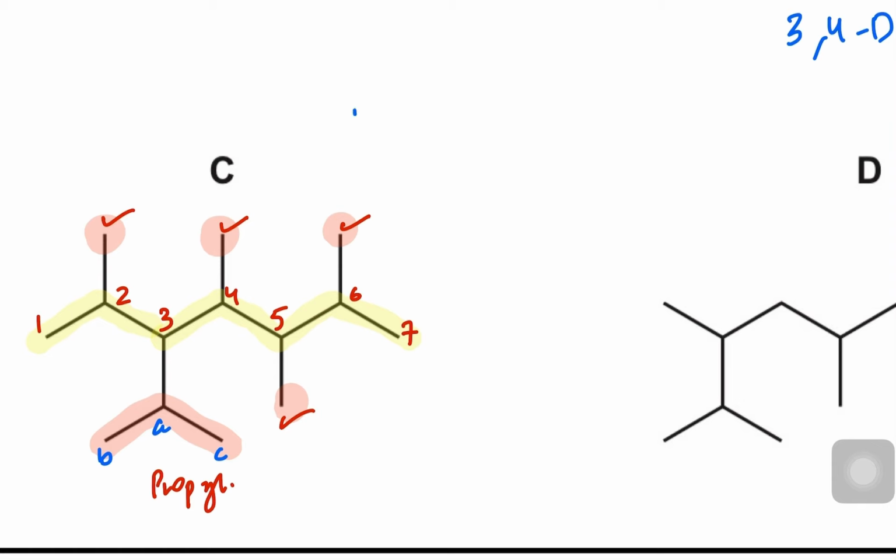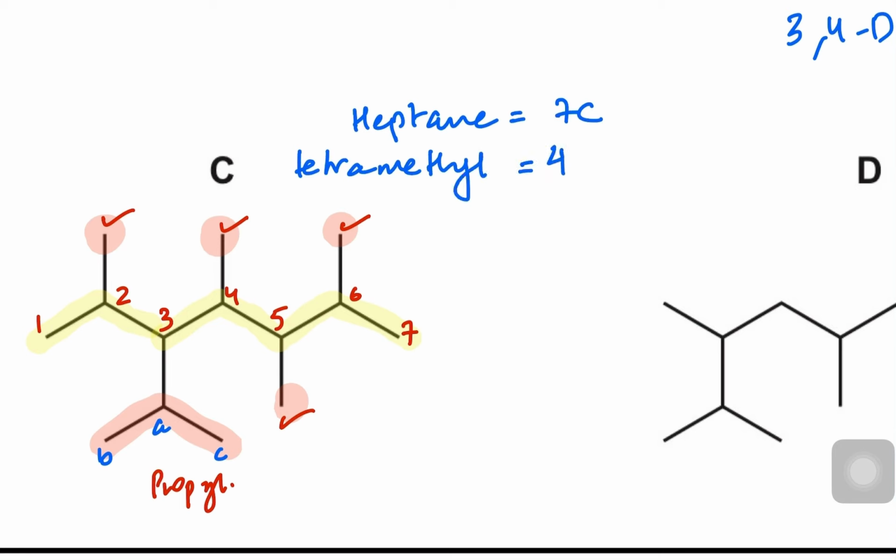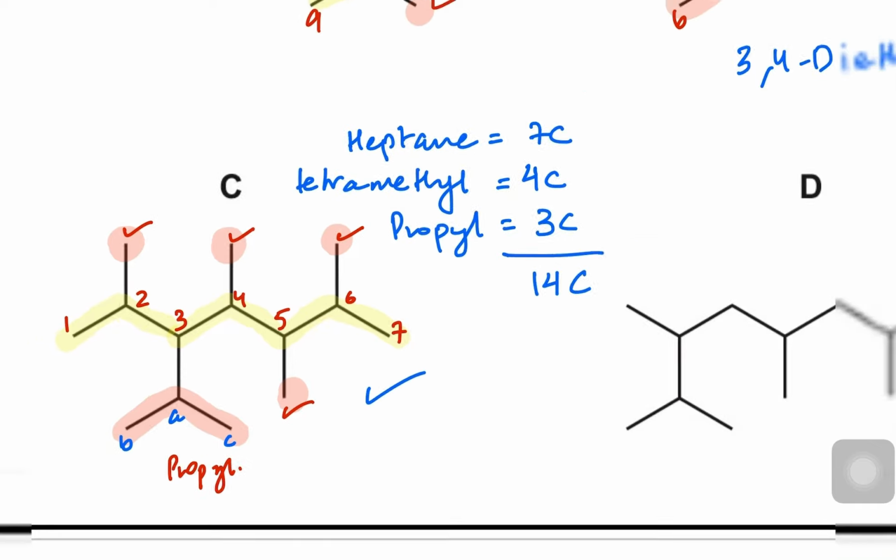It's a heptane because of the 7 carbon chain, so 7 carbons. There are 4 methyls, it's a tetramethyl, so there are 4 carbons because of the methyls, and there's 1 propyl branch, so 3 carbons because of that. A total of 14 carbons. It could be a very good answer for us.